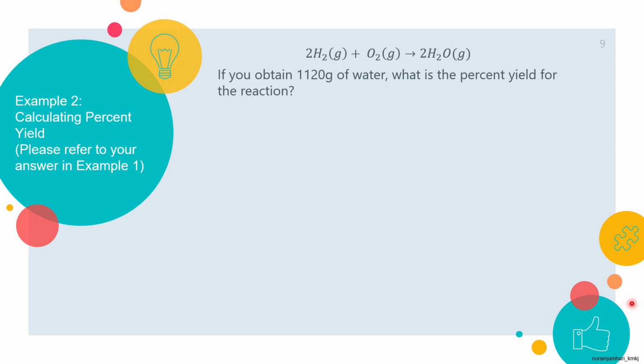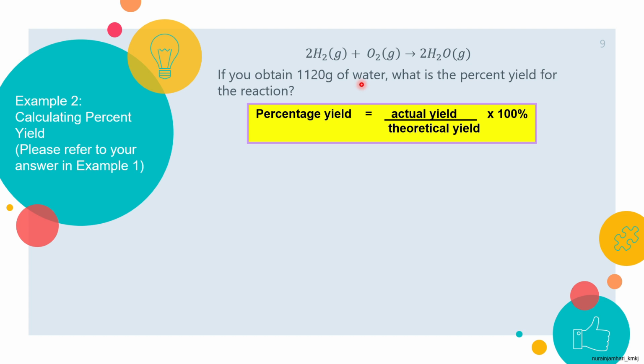For this example, please refer to your answer in example 1. If you obtain 1120 grams of water, what is the percent yield for the reaction? 1120 grams of water is actual yield. The mass of water in example 1 is theoretical yield. To get the percentage yield, the actual yield divided by theoretical yield times 100%. So, the percent yield for this reaction is 83%.